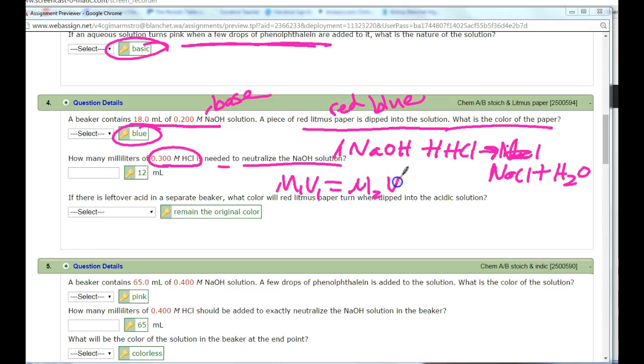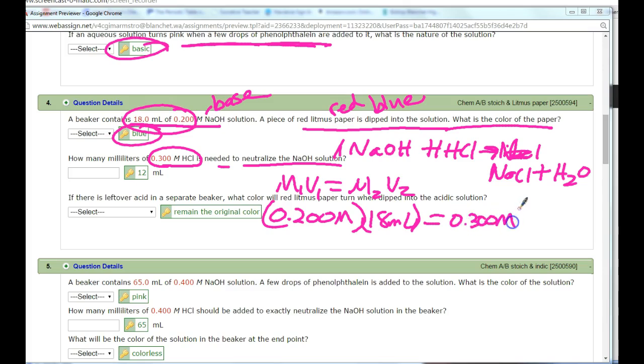And this is a 1-to-1 ratio, so we can use M1V1 = M2V2. We could also call it MAVA = MBVB, where the A stands for acid, B stands for base. I'm just going to plug in the values for the base there because they were together. I'm plugging in the first 0.2 molar of the base times 18 milliliters equals M2, which is 0.300 molar, times V2. I'm going to go 0.2 times 18 divided by 0.3, and so the volume is going to be 12 milliliters. The sig figs aren't quite right on there, but that's all right.